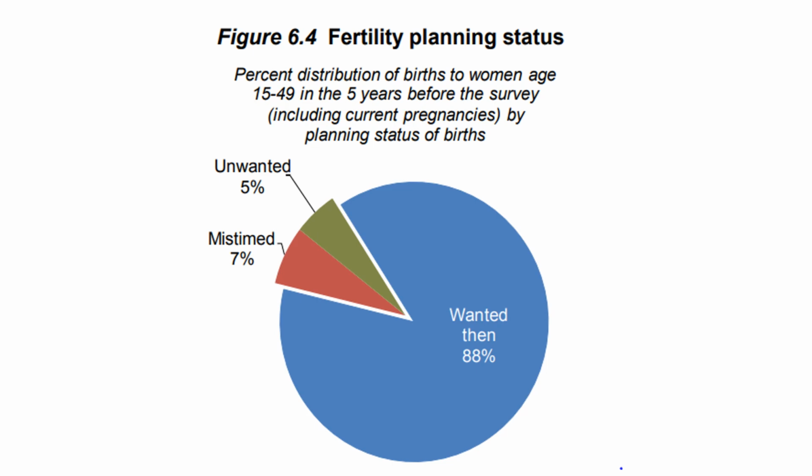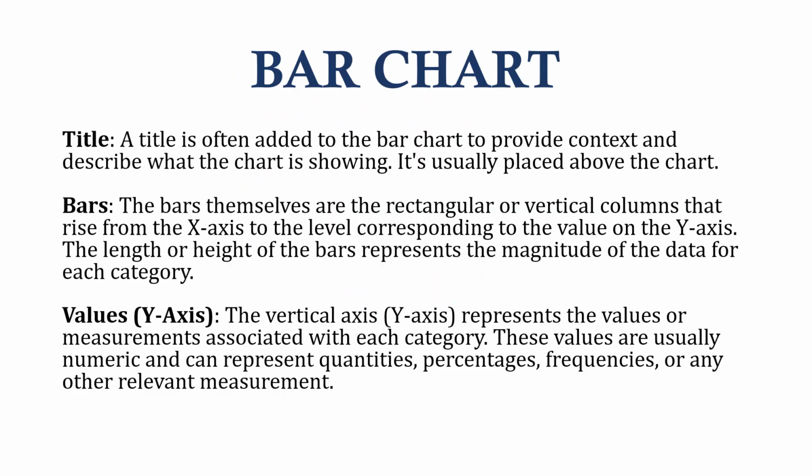data explanation. Bar chart. A bar chart is usually used to present either simple data or complex data. If somebody gives you a bar chart to read, then first of all you read the title. The title will tell you the context and will also describe what the chart is showing. And it is usually placed above the chart, or sometimes it can even be below the chart.